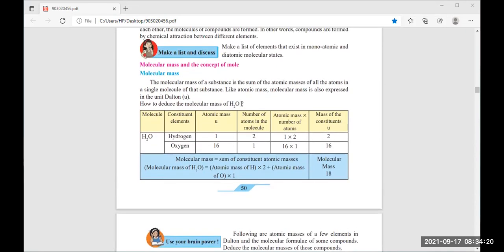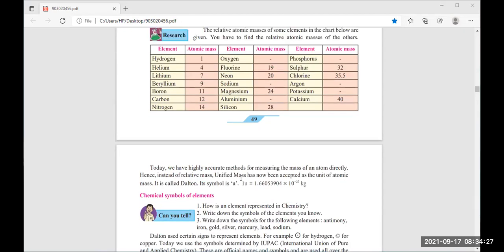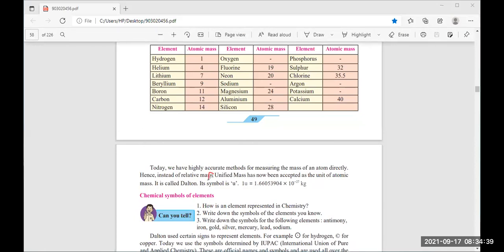Can you tell me about the Dalton information? See here. The molecular mass of a substance is the sum of the atomic masses. The Dalton is given, but we have to write that unified mass has now been accepted as the unit of this. You have to write the answer until here. Okay, this much is your answer for this. Getting it? Yes or no? This is for D1. Yes, sir. Okay.